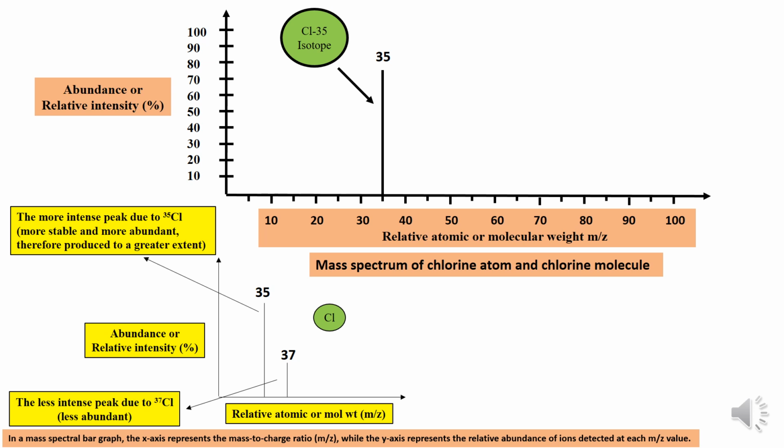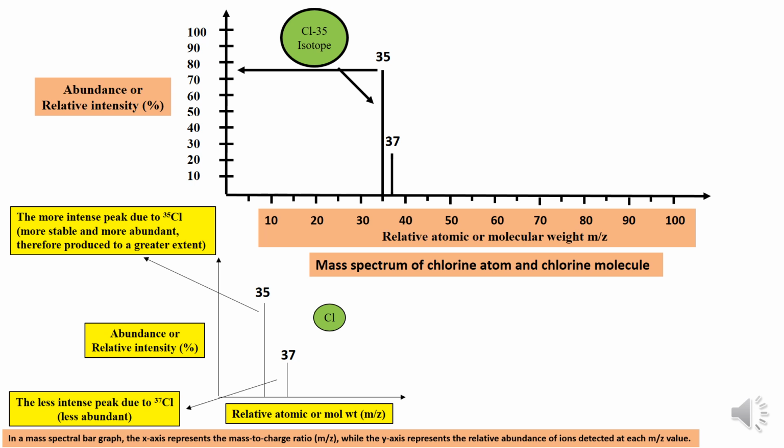Now this is how you get the relative abundance of that particular isotope. In the case of Cl35, if you go by the x-axis, you will get their relative atomic weight, that is 35. And if you go by the y-axis, you will get their relative abundance. So here it is showing as 77.7%.